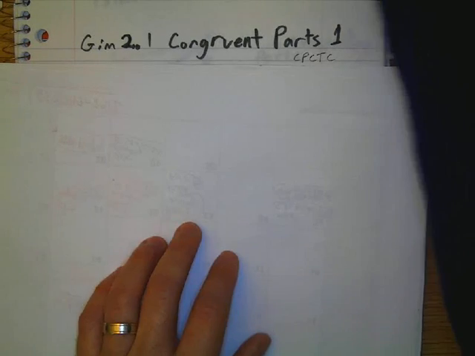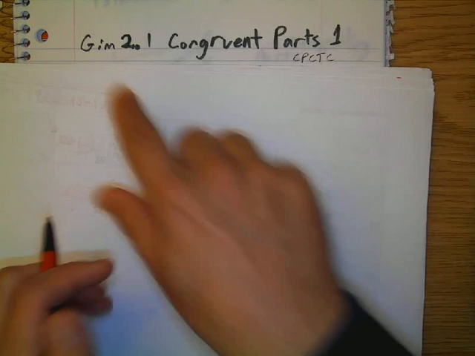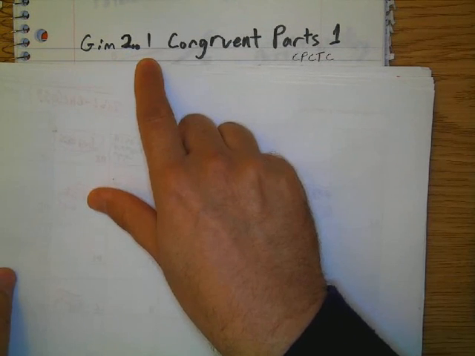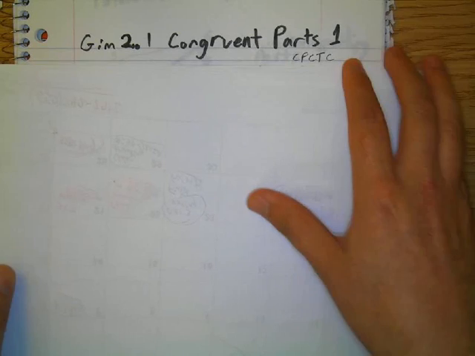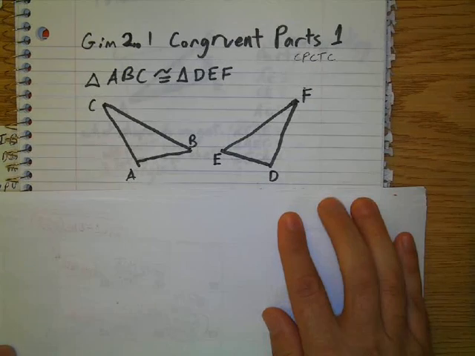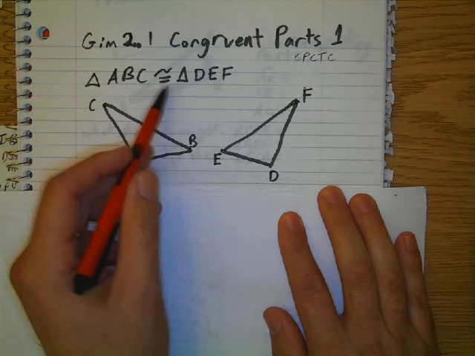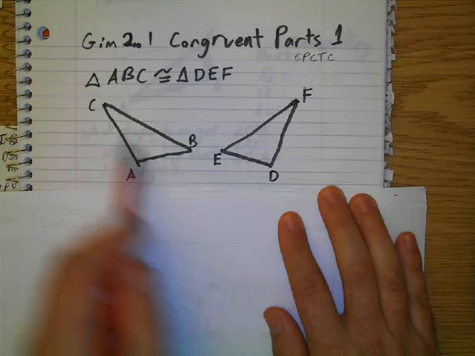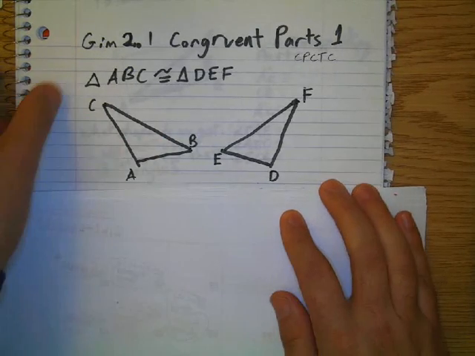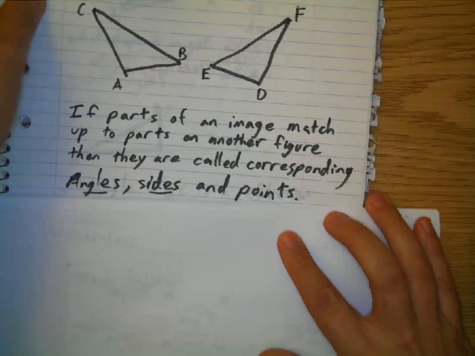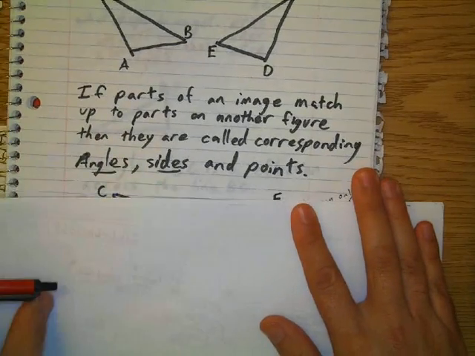We're going to talk about a new unit, Unit 2, Section 1, Congruent Parts. So if I'm given two triangles, ABC is congruent to DEF. We got these two pictures here. You only need to draw it once here. I'm going to draw it again just to demonstrate something.